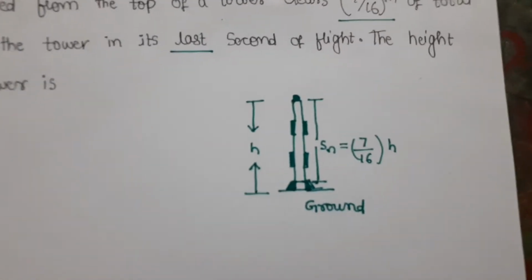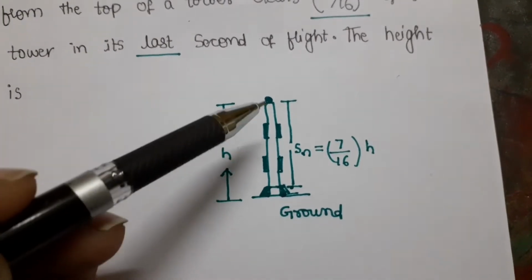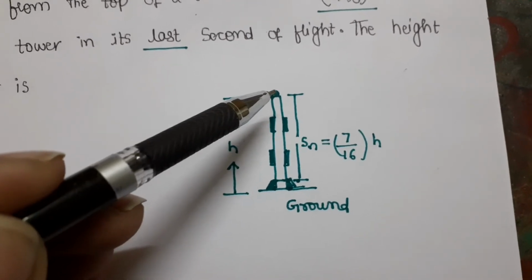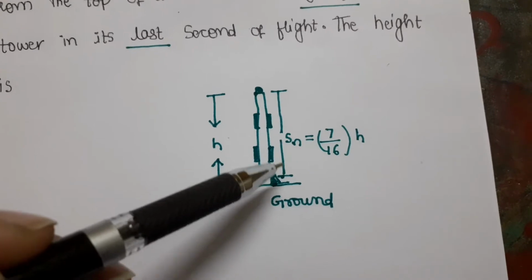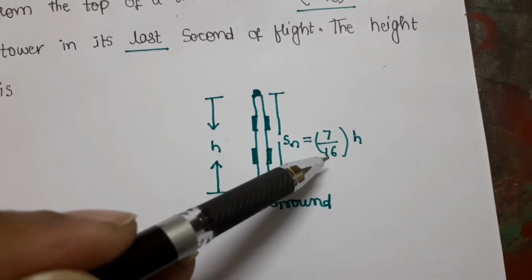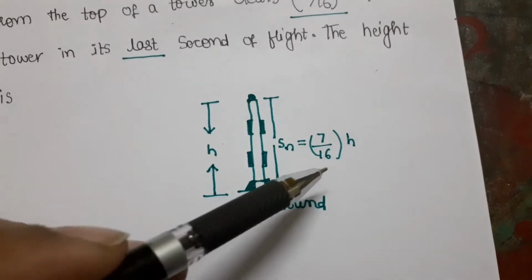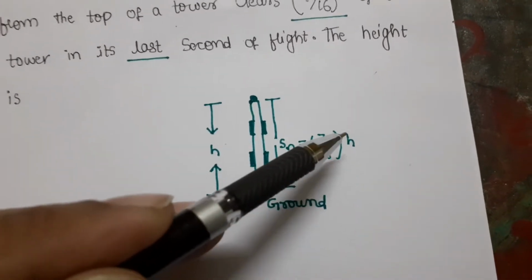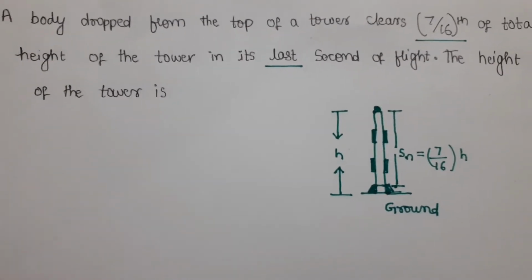So I have drawn a diagram here. H is the height of the tower. A body is on the top of the tower. It is allowed to fall freely. It covers a distance of 7 by 16th in the nth second, that is the last second of its flight. They are asking us to find the H. So let us try to write the formulas.